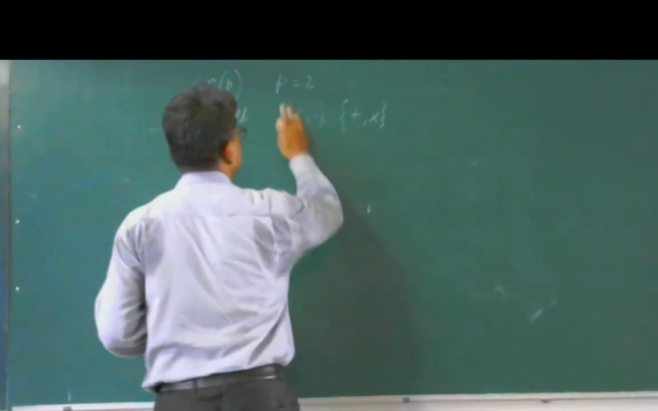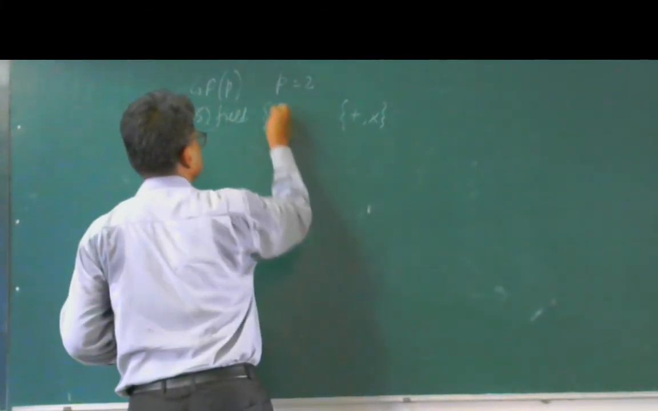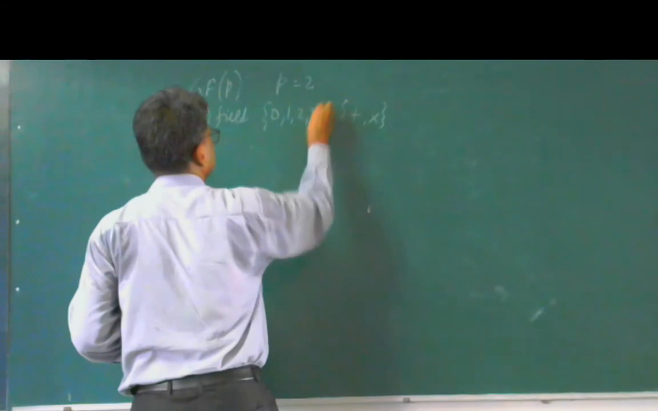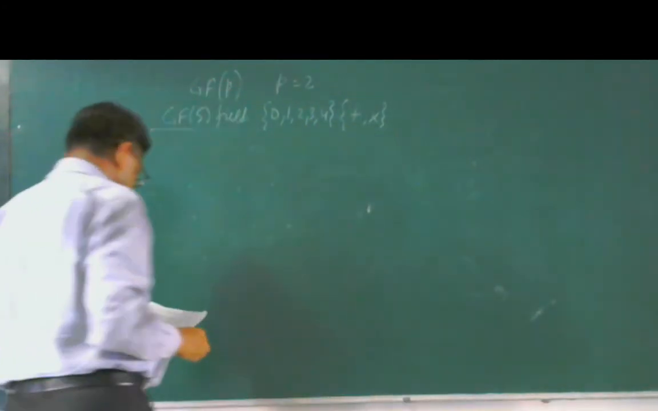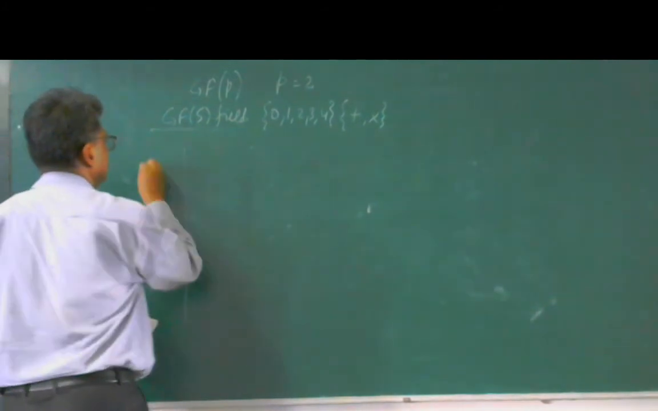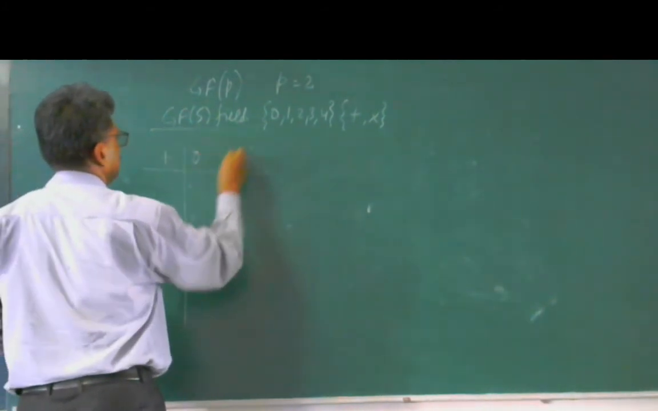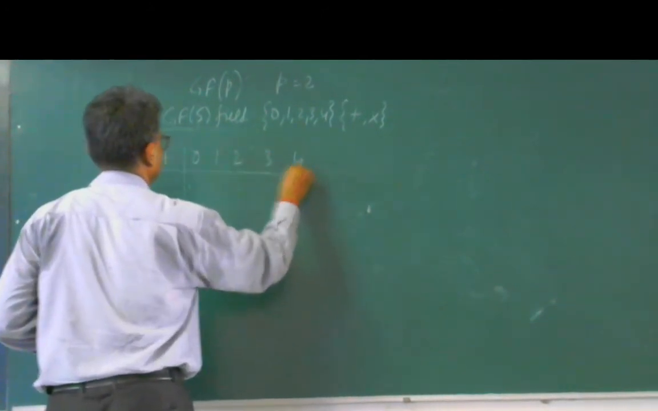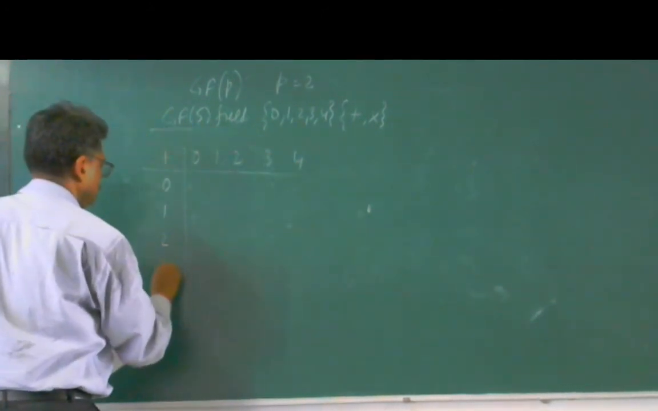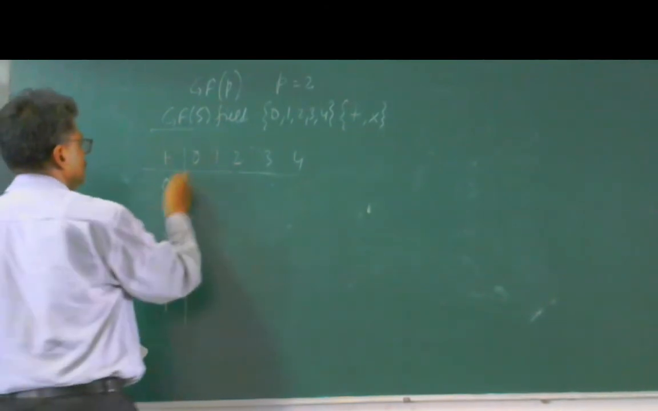So, the number of elements will change, it will be 0, 1, 2, 3, 4, and the operator will be addition as well as multiplication. Let us take first the plus operation: 0, 1, 2, 3, 4 and 0, 1, 2, 3, 4. What will we be getting?